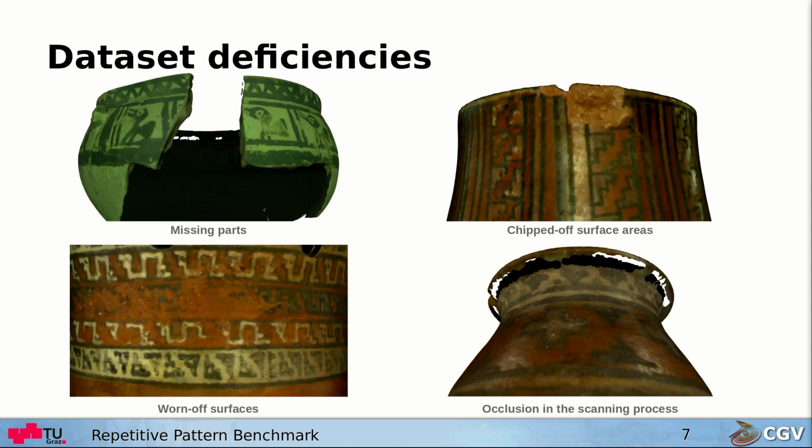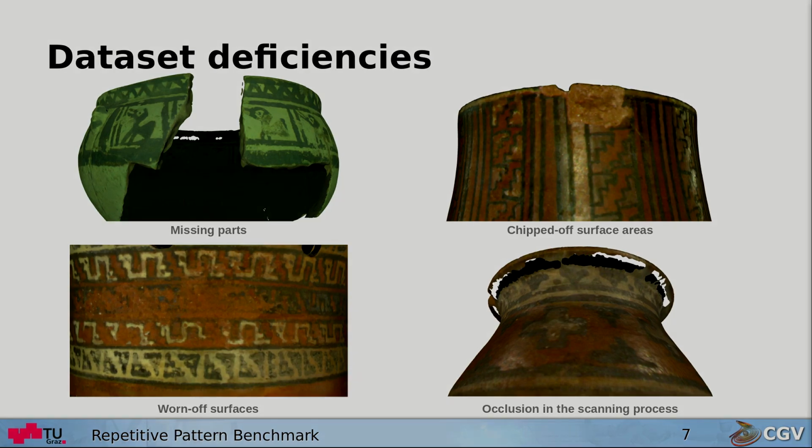Since we have real-world objects, they also exhibit various impairments. Those include various forms of erosion like missing fragments as well as chipped off or worn off surface parts. Other deficiencies result from occlusion and other errors in the scanning process. As these imperfections are characteristic for real-world models, we believe that they add an additional level of quality to our dataset compared to synthetically generated models, for they pose an additional challenge to algorithms operating on them.